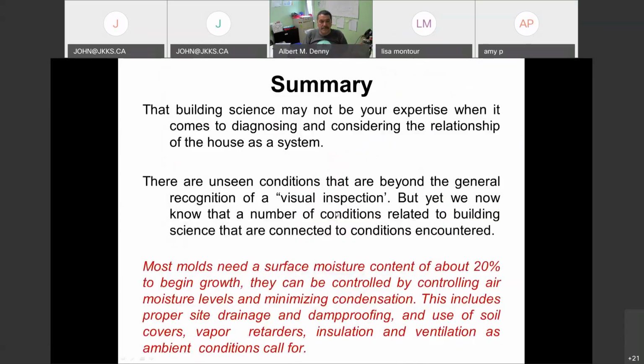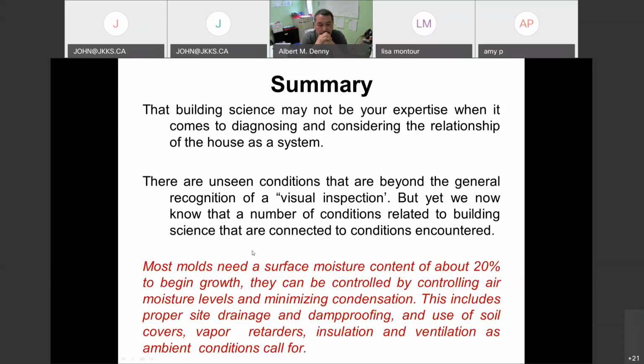So in summary, let me wrap it up because we're getting near that time. Building science may not be your expertise when it comes to diagnosing and considering the relationship of the house as a system. We talked about the house as a system to start off with. There are unseen conditions that are beyond the general recognition of the visual inspection. I talked about what we could see, but I also showed you a little bit of what we can detect by going the extra step with some inspection tools. You know, some things to look at things a little differently. I call it using my X-ray vision like Superman did, or the super person did.